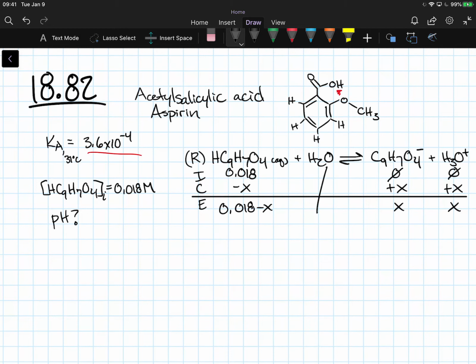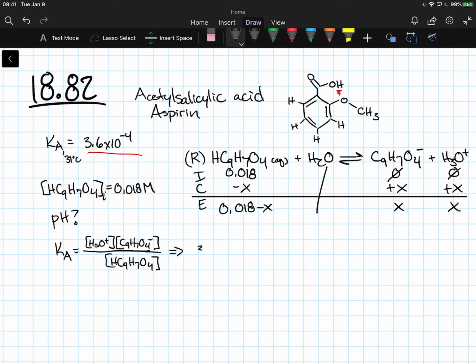We always ask ourselves, what is Ka? So let's write our equilibrium expression over here. Ka is going to be the ratio of the products over reactants. In this case, the products are H3O+ and C9H7O4 minus, and that's all over the initial HC9H7O4, our reactant. And again, if you would like, for that acid you can always just write HA, and this would be A minus. That's always acceptable as well if you want to save yourself some time.